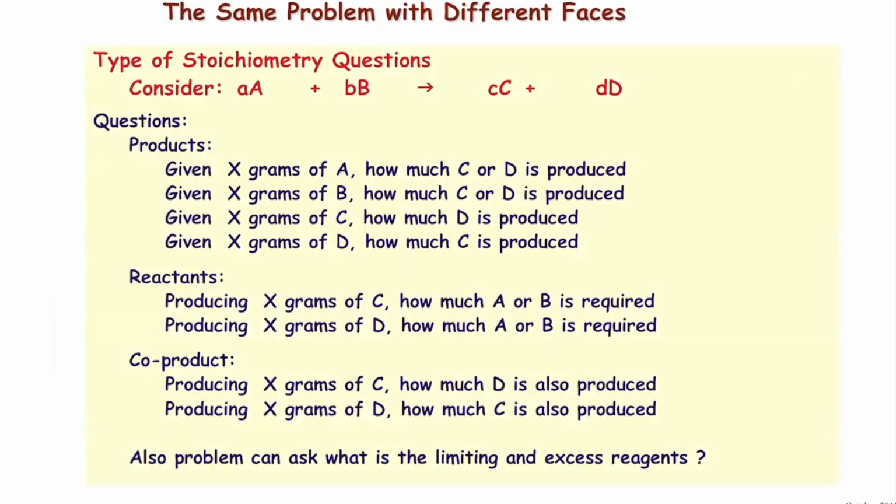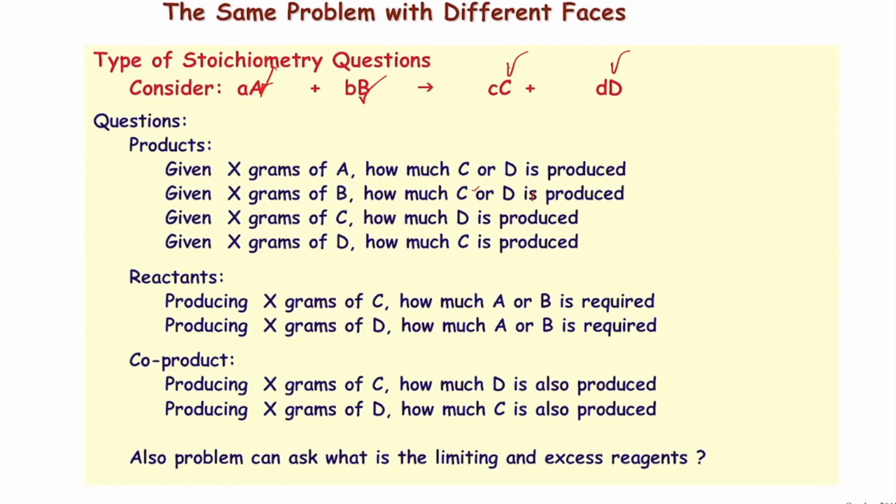In fact, almost all stoichiometry problems are going to be of the kind that you just saw. Grams to grams. Given X grams of A, how much of C or D is produced? Mass to moles, moles to moles, moles to mass. You just have to figure out which chemical you're shooting after. Given X grams of B, how many C or D is produced? Again, mass to moles, moles to moles, moles to mass.